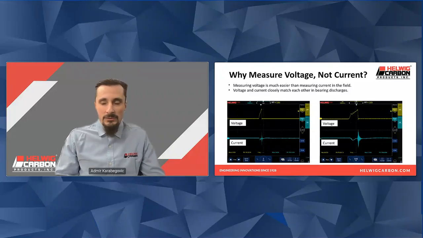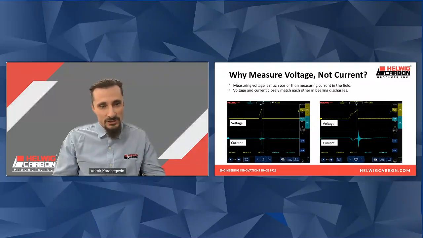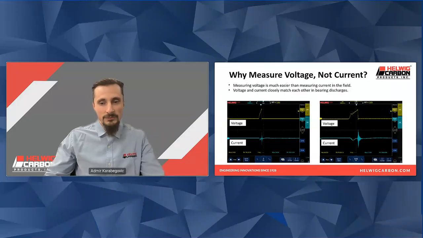And voltage and current closely match each other in bearing discharges. As you can see, the waveforms down here, the current is in blue and the voltage is in yellow. And when we see a discharge, we see it both on the voltage and the current. So we know that measuring voltage is a good way to proceed when checking for common mode voltages.